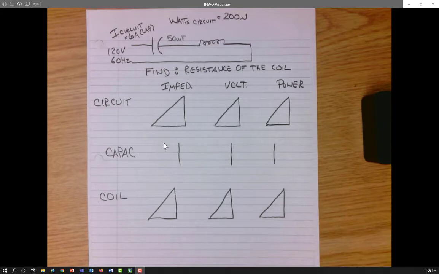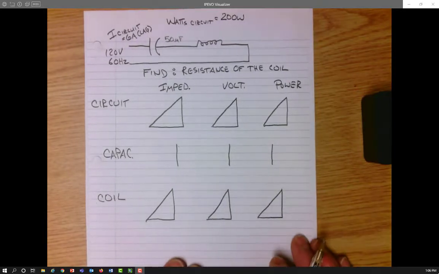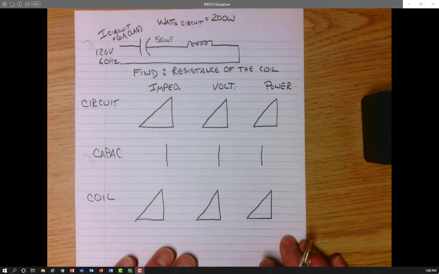Okay, and then once you've got these drawn, triangles for the circuit, triangles for the coil. I only have a vertical line for the capacitor because the capacitor has no resistance, so there is no horizontal side to it, and all the triangle is for capacitor is a vertical line. And once we have those drawn, all we want to do is put down the values that we know for sure on this question and then go from there.